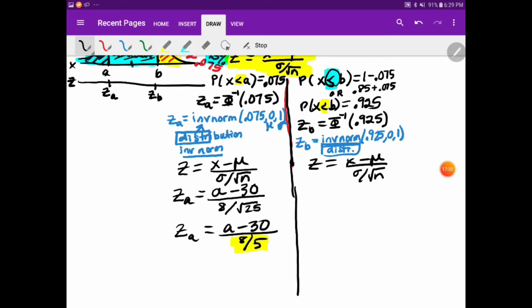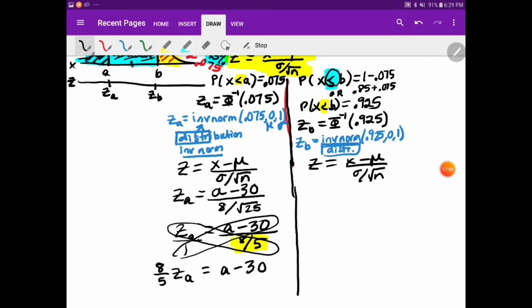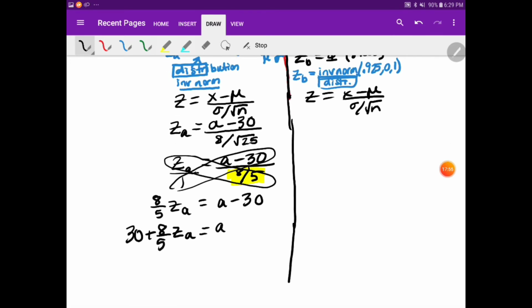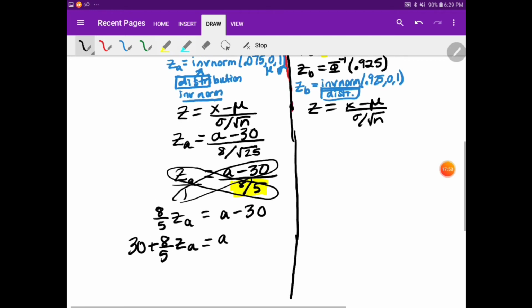But actually, I don't want to flip it. I want to cross multiply it. So I am not flipping the 8/5, but it's very common for students to flip the 8/5. So 8/5 ZA equals a minus 30. And then how do you find A? Let's add 30. So 30 plus 8/5 ZA. Now ZA is in my calculator, so I'm going to go back and find that, and then I'll calculate that number. So this is going to be my A value.